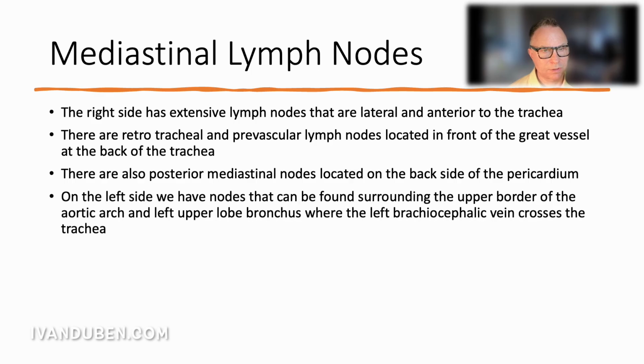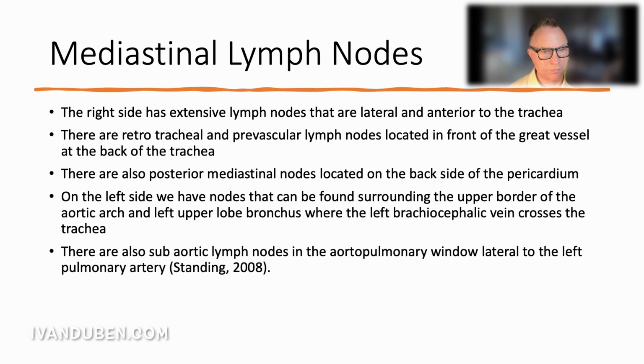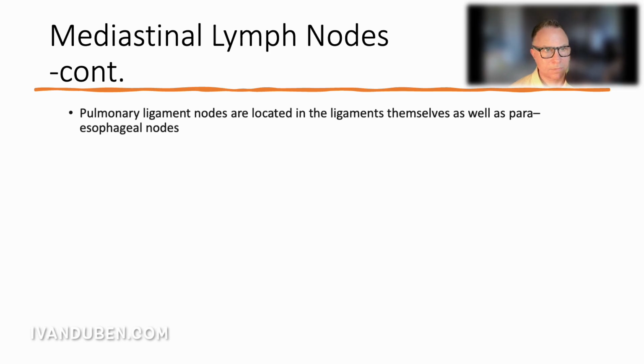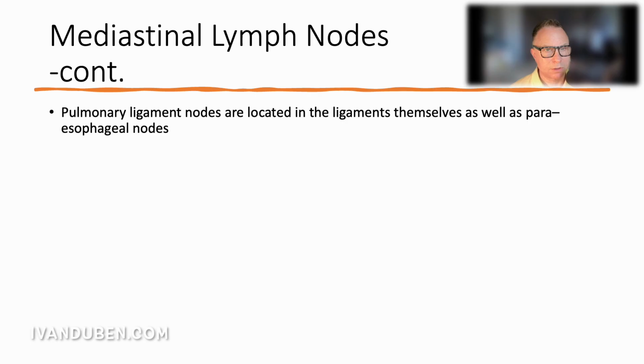On the left side, we have nodes that can be found surrounding the upper border of the aortic arch and left upper lobe bronchus, where the left brachiocephalic vein crosses the trachea. There are also subaortic lymph nodes in the aortopulmonary window, lateral to the left pulmonary artery. The pulmonary ligament nodes are located in the ligaments themselves, as well as paraesophageal nodes. And this phenomenon is consistent in the body, where many ligaments have nodes or lymphatic structures embedded inside them.